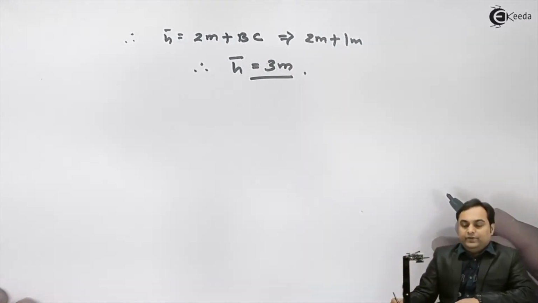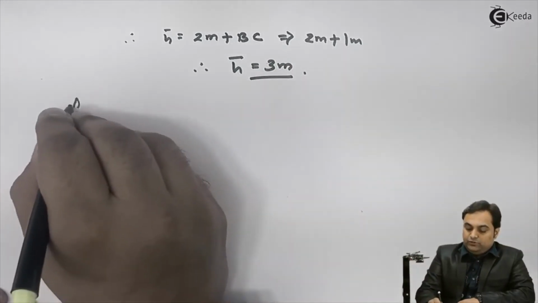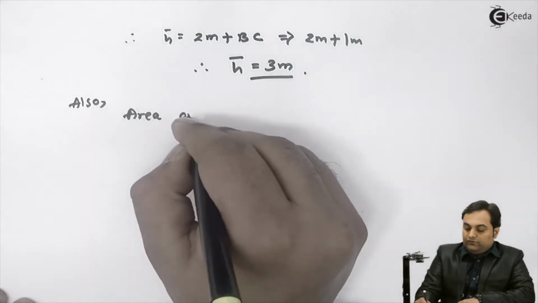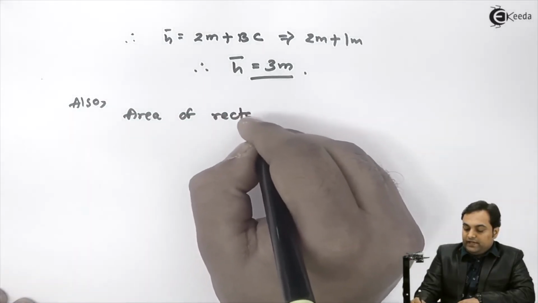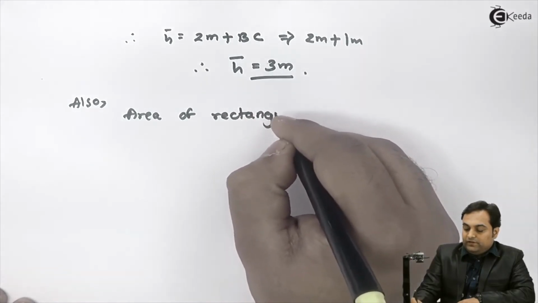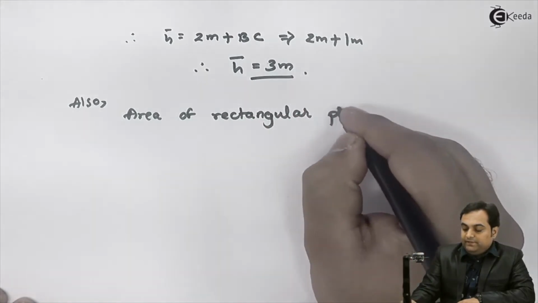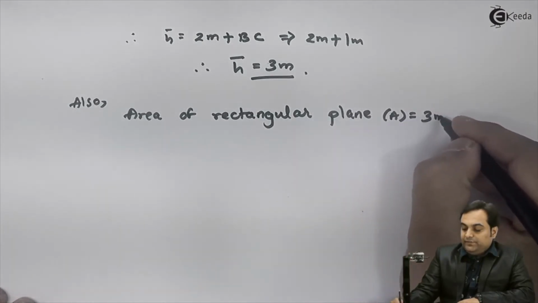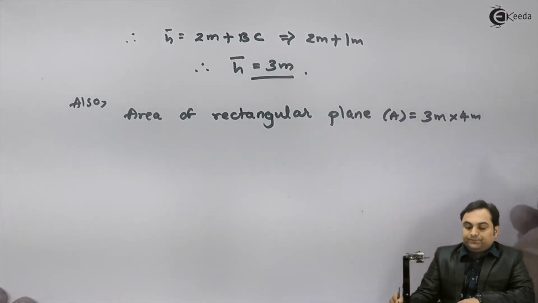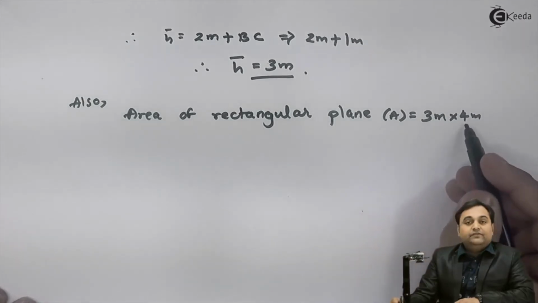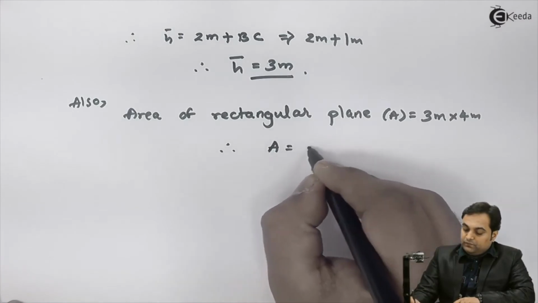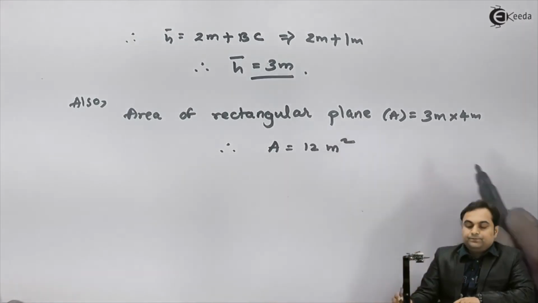Now once I know h bar, I can also say that the area of the rectangular plane, capital A, is equal to 3 meter into 4 meter, because 3 meter is the width and 4 meter is the depth. So area is 12 meter square.